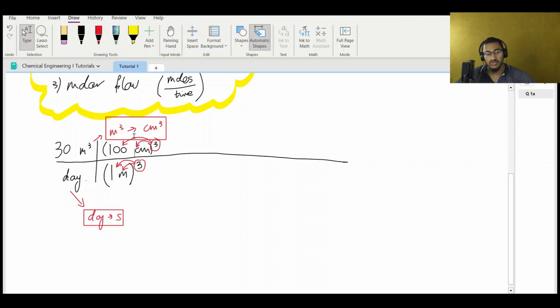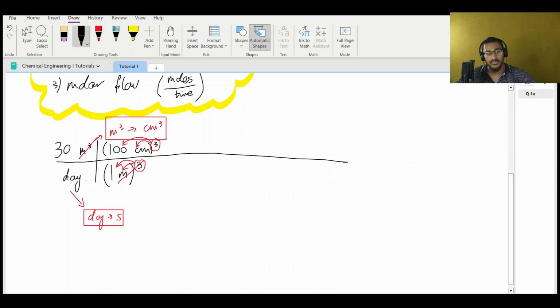My 3 is going to be distributed into the 100 to become 100 cubed. And my cm is also going to be cubed to become cm cubed. And that is how you tackle the issue of cubic units in your ladder. Okay, so you can take your pen now and quickly cross out what you want to. You can see that cubic meters and cubic meters cancel, and we are left with cm cubed. So we've already achieved the first part of the question.